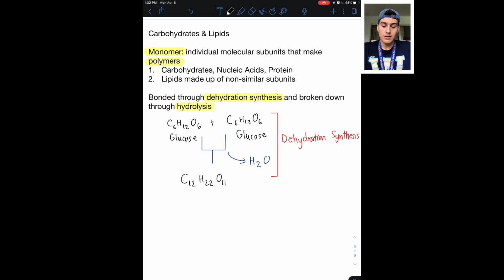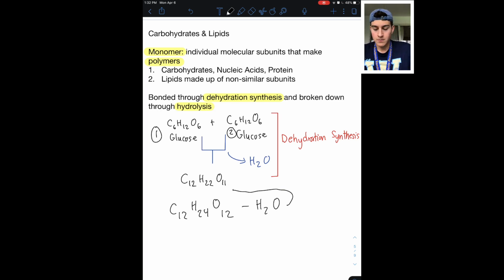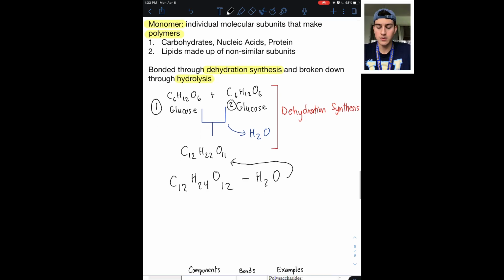For this example, I used two different glucoses, and they have the formula you should know, C6H12O6. If you add them both together, the formula should actually be C12H24O12. However, since you're losing a water molecule, minus H2O, that's what makes this formula appear. If you have any questions, go to SI and we'll go into more detail.